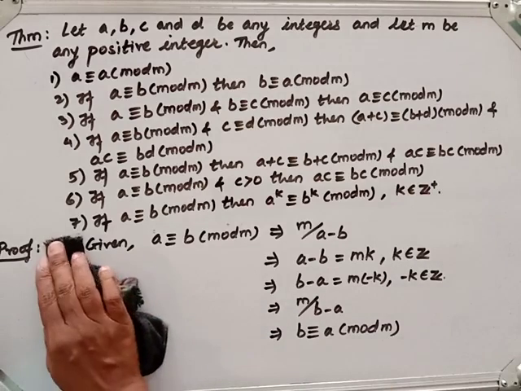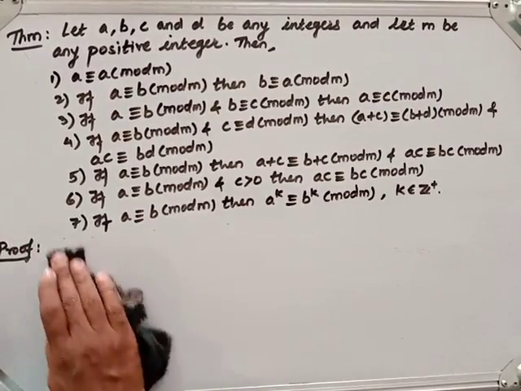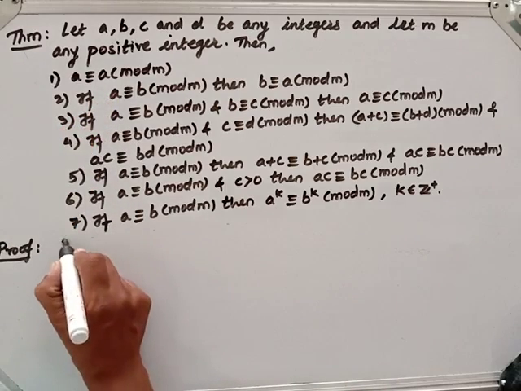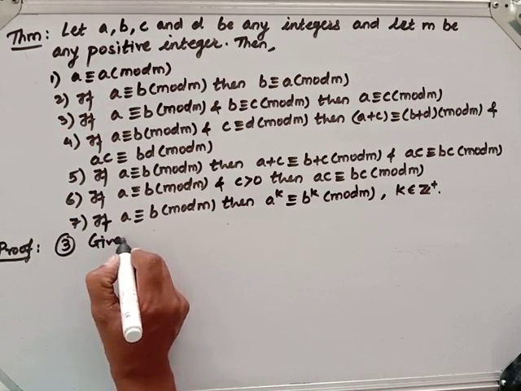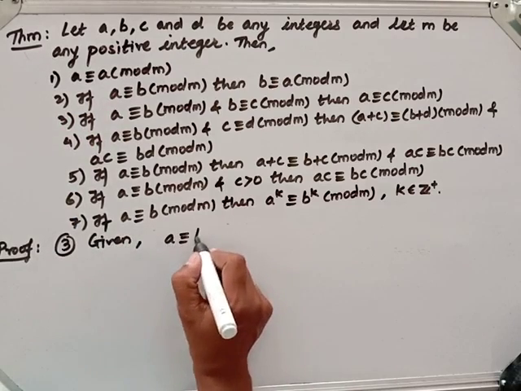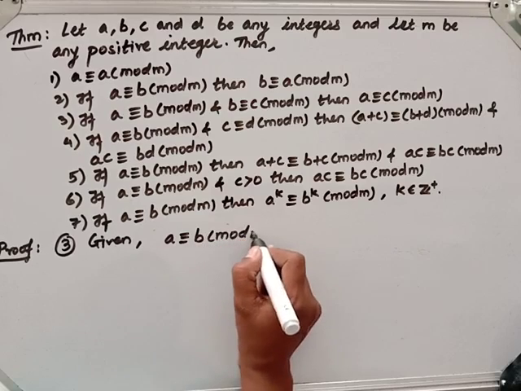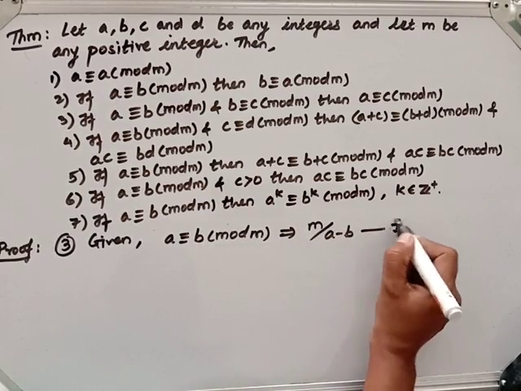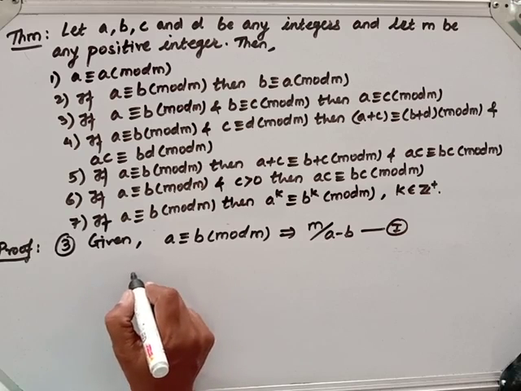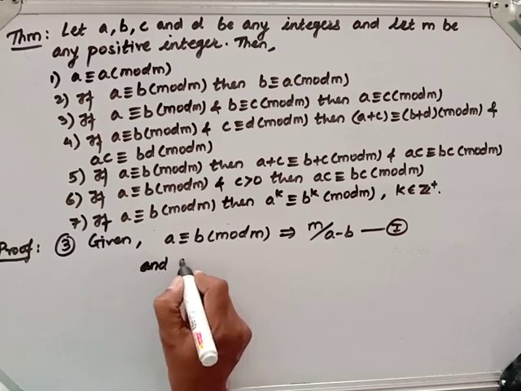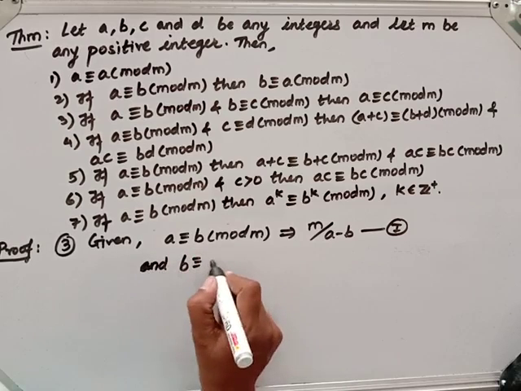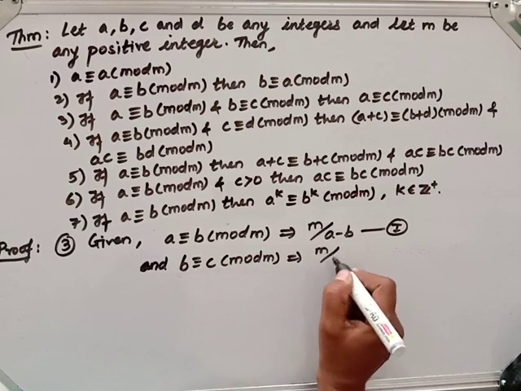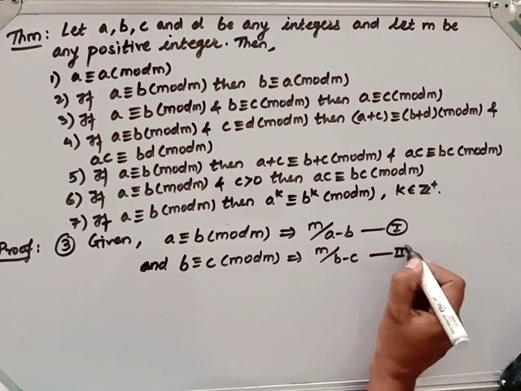Now the next is transitivity. Here, this is reflexivity, this is symmetry, and this is transitivity. So third one, given A is congruent to B modulo M. So this gives M divides A minus B. Call it equation number 1. And B is congruent to C modulo M. So this gives M divides B minus C. Call it equation number 2.